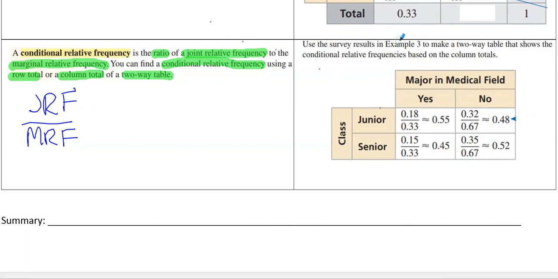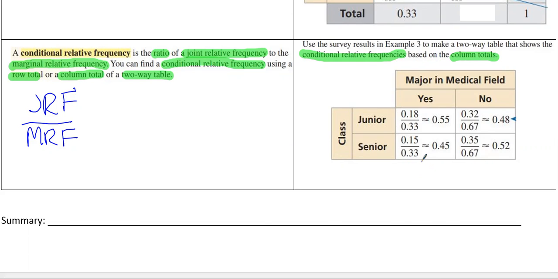So you're going to use the survey results from example 3 to make a two-way table that shows the conditional relative frequencies based on the column totals. So we're going to use the column. The column was 0.33. So we're going to take the joint relative frequency, people who said yes who are juniors, which was 0.18, and write that as a ratio out of the 0.33 total that said yes, the 33% who said yes.